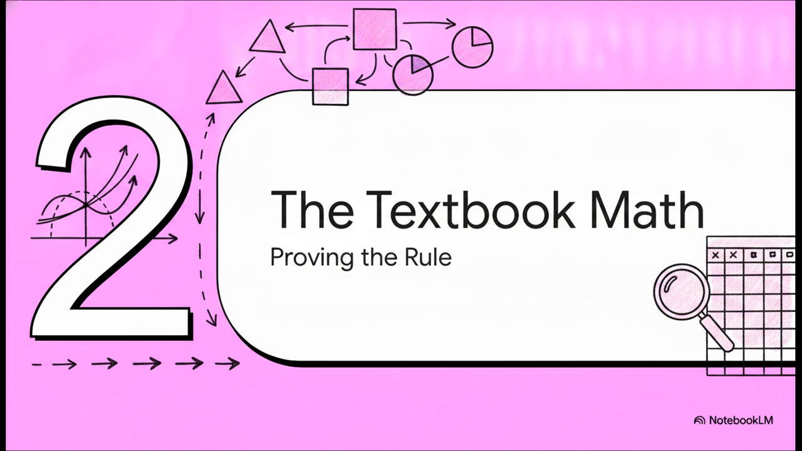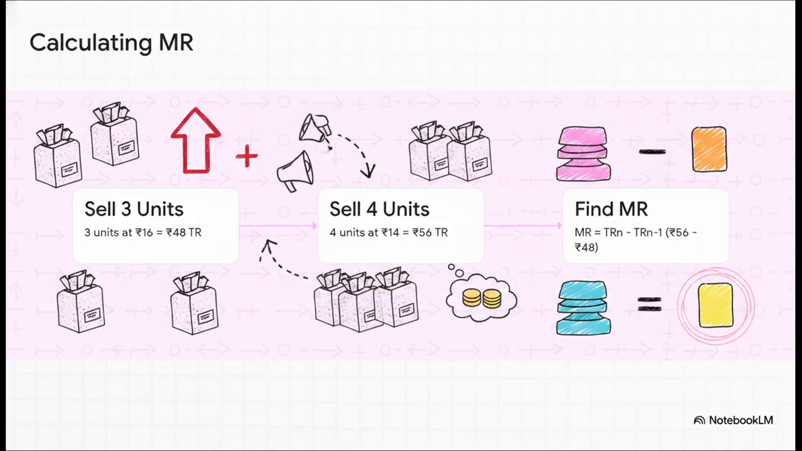Which brings us to Section 2, the textbook math. Let's prove the rule. Okay, put yourself in the shoes of a business owner. Say you sell 3 units for 16 rupees each. Your total revenue is 48 rupees. Super simple, right? But wait, you want to sell a 4th unit. Because we're in imperfect competition, you can't just charge 16 again. You got to drop the price to 14 rupees to snag that 4th buyer. So now, your new total revenue is 4 units times 14, giving you 56 rupees.